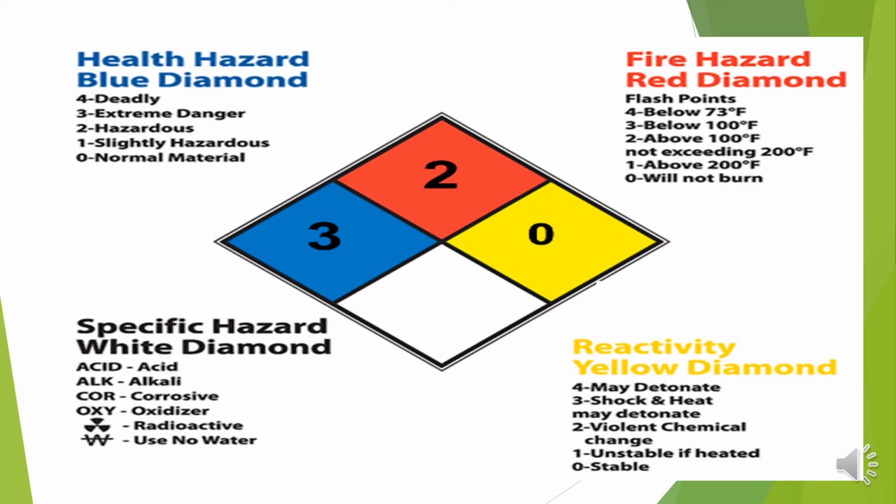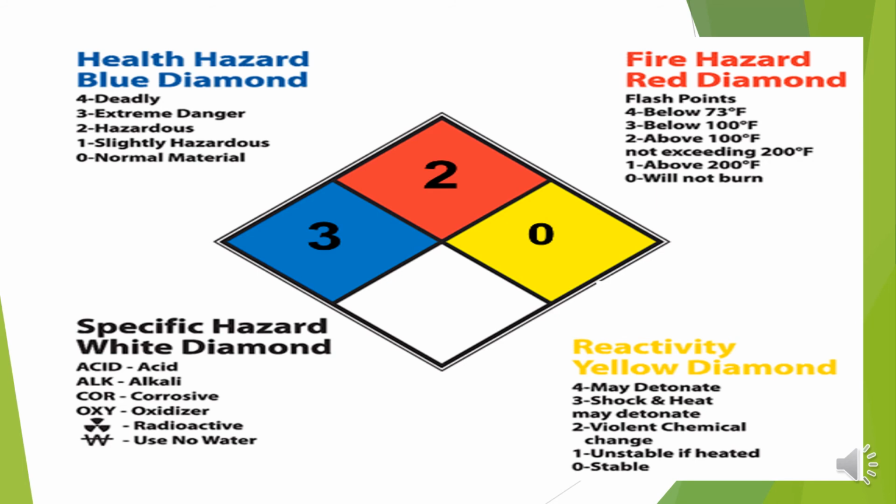The red one is for flammability, and as we said, 0 will not burn, 1 is above 200 Fahrenheit, 2 above 100, 3 is below 100, 4 below 73, flash point. This is the flash point. I will tell you what flash point is right now.